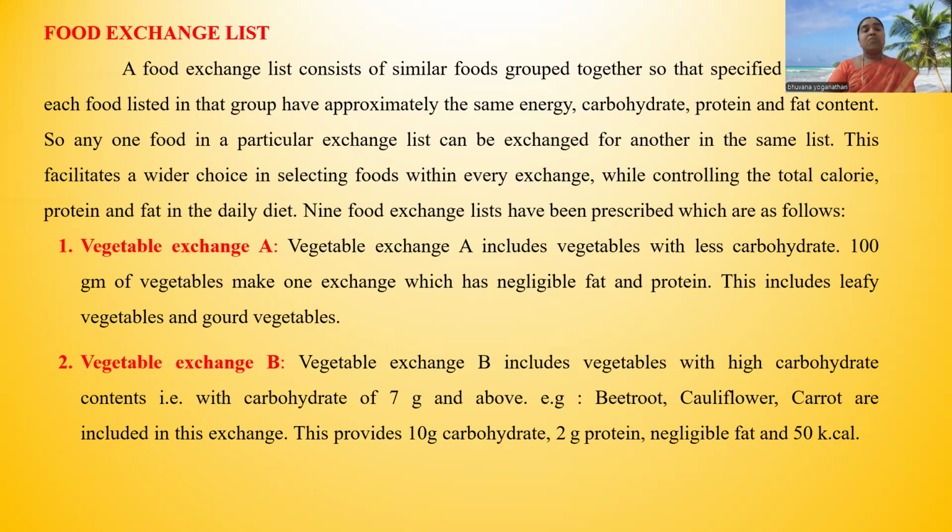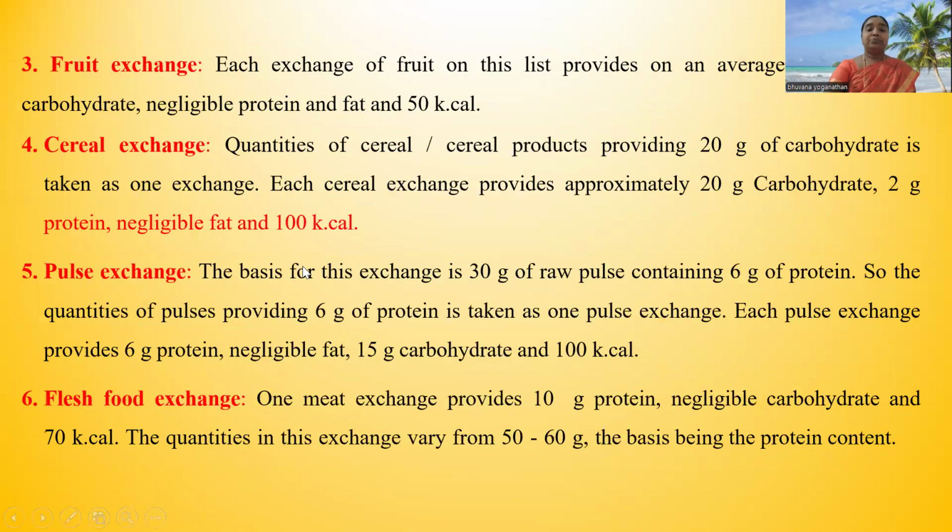Vegetable exchange A, vegetable exchange B. Vegetable exchange A includes vegetables with less carbohydrate; 100 grams of vegetable makes one exchange, with negligible fat and protein, and includes leafy vegetables and gourd vegetables. Vegetable B has a high carbohydrate content, with examples such as beetroot, cauliflower, and carrot, and provides 10 grams of carbohydrate, 2 grams of protein, negligible fat, and 50 kilocalories.